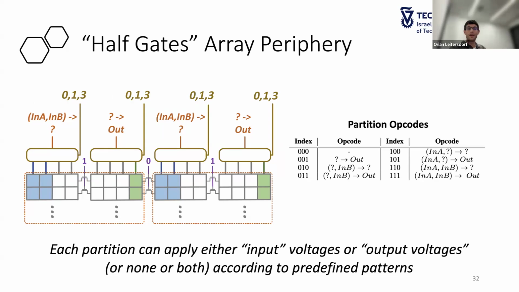This is the basic idea of the half gates technique. On top of that, first of all, this makes it possible from a hardware perspective to support this periphery without needing too many different row decoders to support all the different types of parallelism.